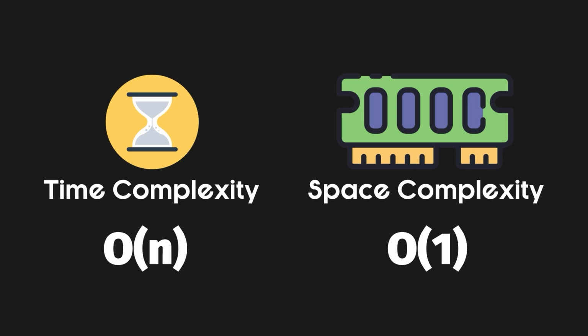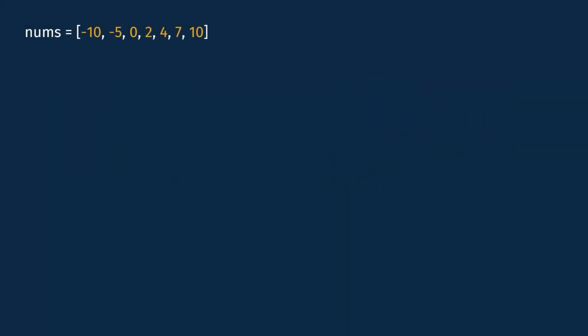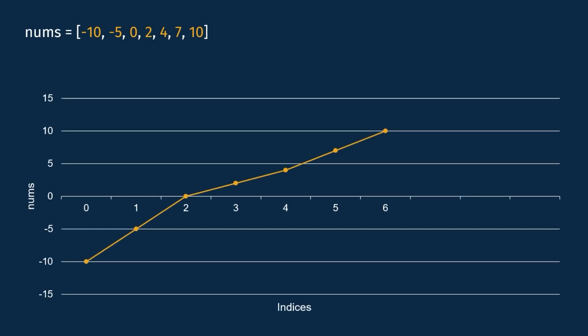To understand this better, let's first visualize what a normal sorted array looks like. Imagine we have the array nums with the values -10, -5, 0, 2, 4, 7, 10. If we plot these values on a graph with indices on the x-axis and values on the y-axis, we can see the array elements visually. We have -10 at index 0, -5 at index 1, 0 at index 2, 2 at index 3, 4 at index 4, 7 at index 5, and 10 at index 6.